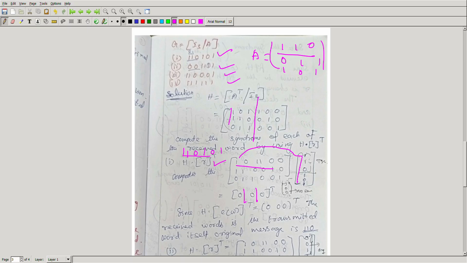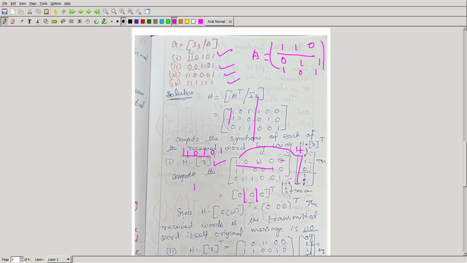So first one, 1 into 1, answer is 1. Next one, 0 into 1, 0. Next, 1 into 0, 0. Next, 1 into 1, 1. So plus 1. Next, 0 into 1, 0 into 0, 0. Next, 0 into 1, it is 0. So you are getting 2 as the answer.